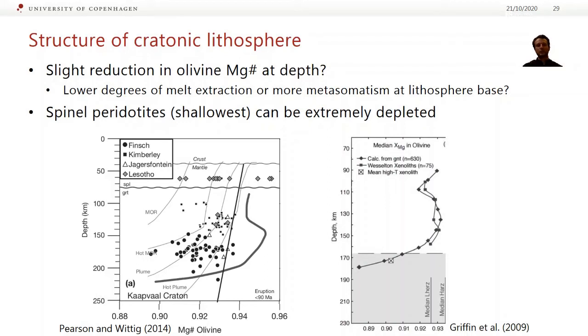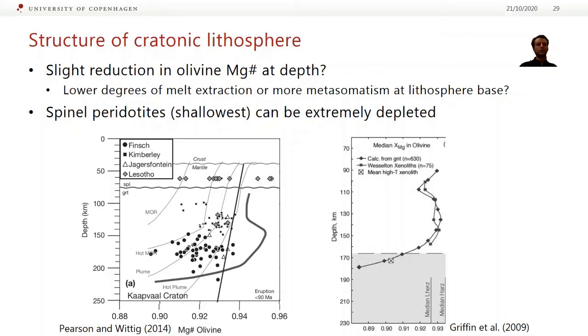In terms of the structure of cratonic lithosphere, it seems to vary a bit between different cratons. Obviously, sometimes we get lucky and we have a good sample of the entire lithospheric depth range from a kimberlite, and sometimes it's just some of the deep bits and the shallow bits are missing, and vice versa. But it does look like there's a slight reduction of olivine Mg number at depth. This could either be due to low degrees of melt extraction. Let's say you have some upwelling mantle that's melting adiabatically. It'll tend to melt the most nearer the surface, so potentially the deeper bits are less depleted. Or this could represent small amounts of metasomatic melt added over billions of years to the base of the lithosphere.